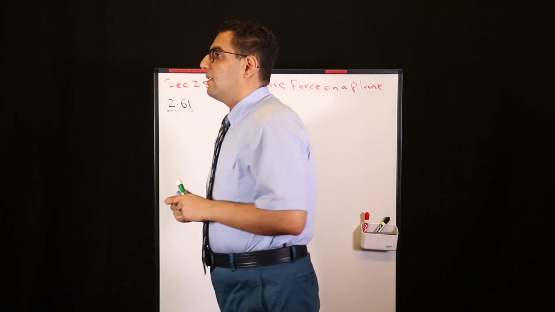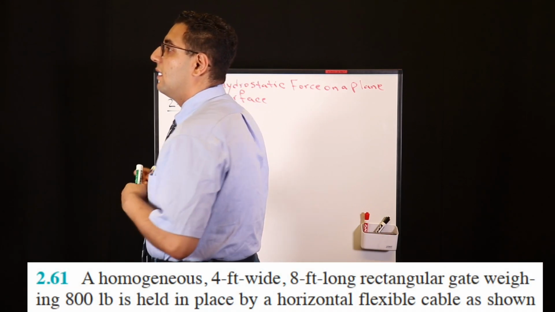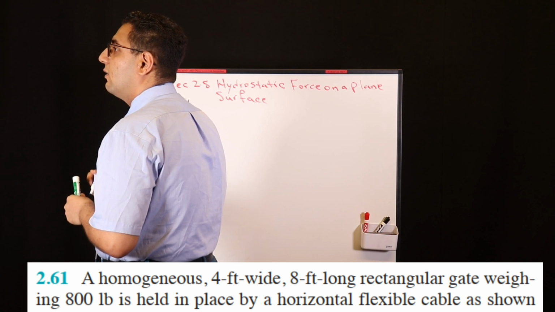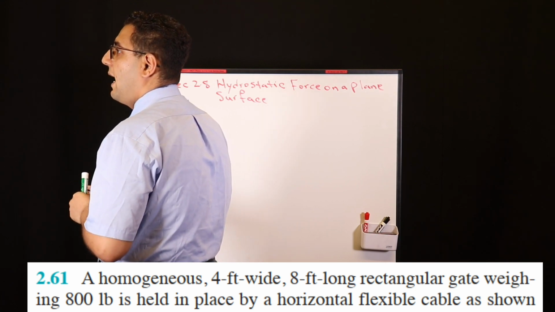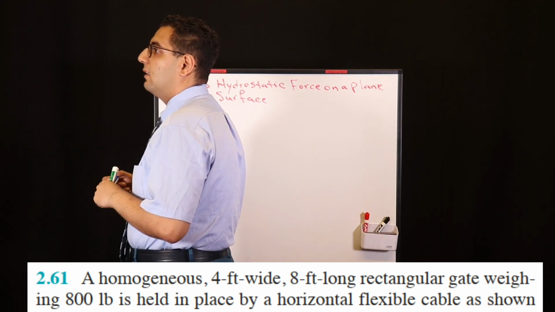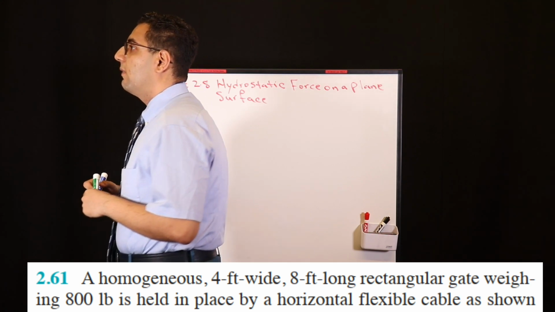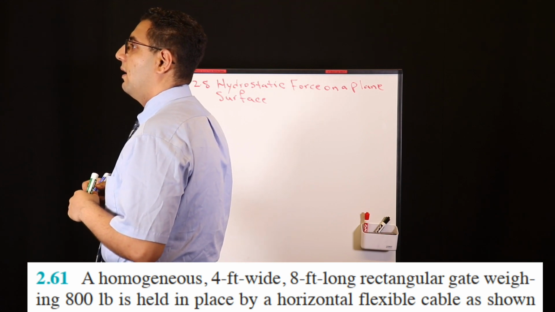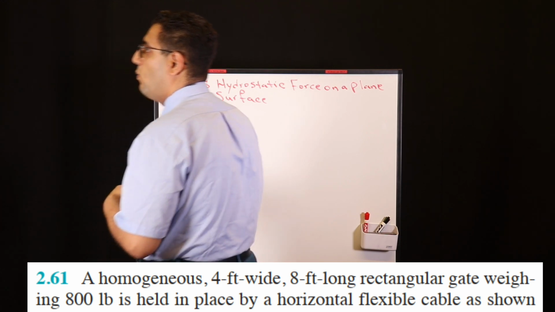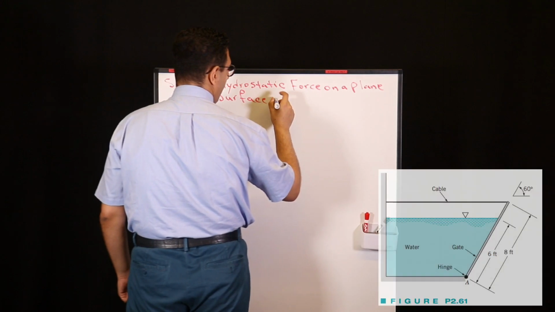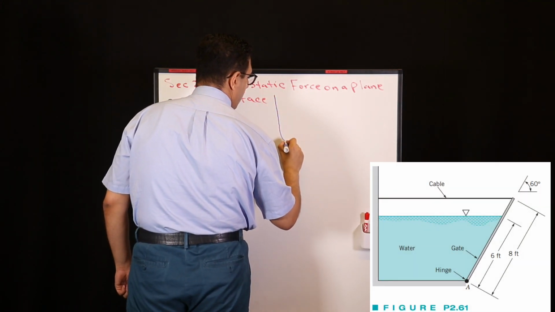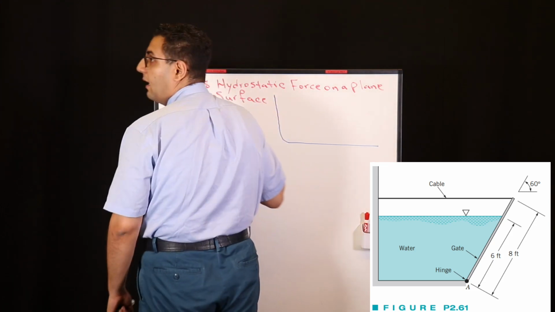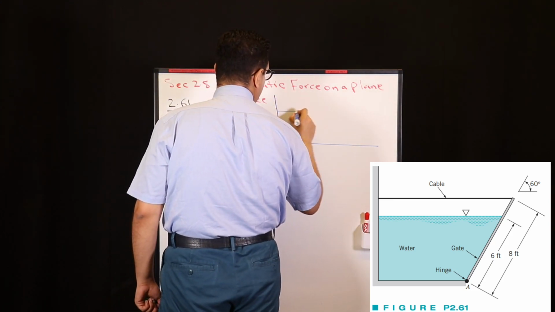The question is: a homogeneous 4 feet wide, 8 feet long rectangular gate weighing 800 pounds is held in place by a horizontal flexible cable, as shown in figure P2.61, like this. This is the wall. Here we have water.